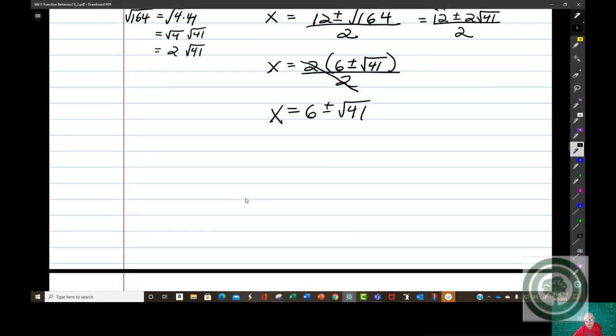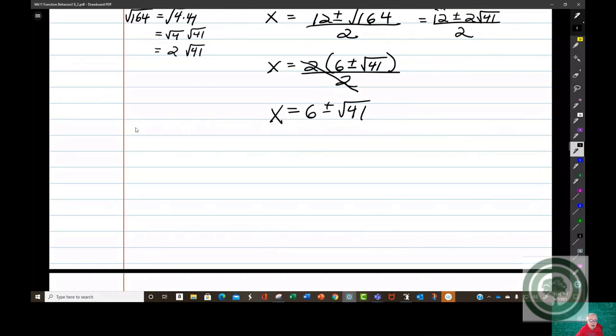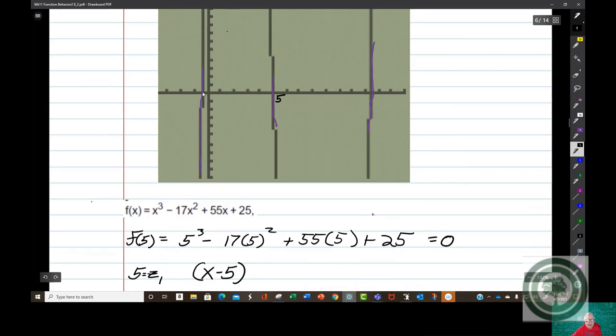So now we have our zeros. What were we even trying to do here? Yes, factor. All this is so we can factor this polynomial right here. So Z1, if you recall, is 5. Z2 is 6 minus the square root of 41. And Z3 is 6 plus the square root of 41. You would never have been able to guess that or guess that. This is 6 minus the square root of 41. This is 6 plus the square root of 41.